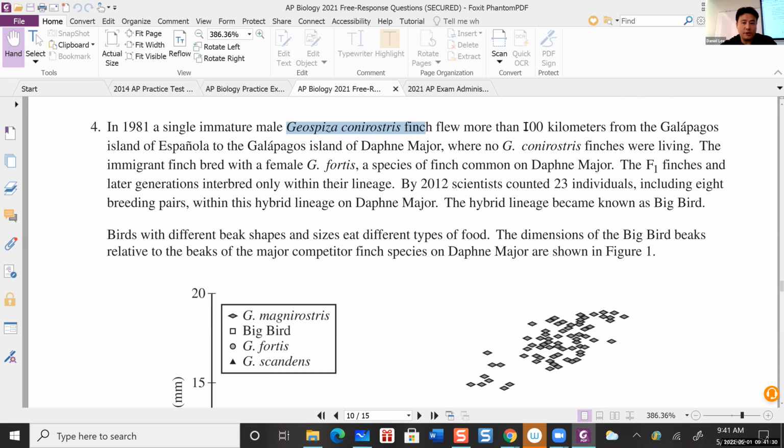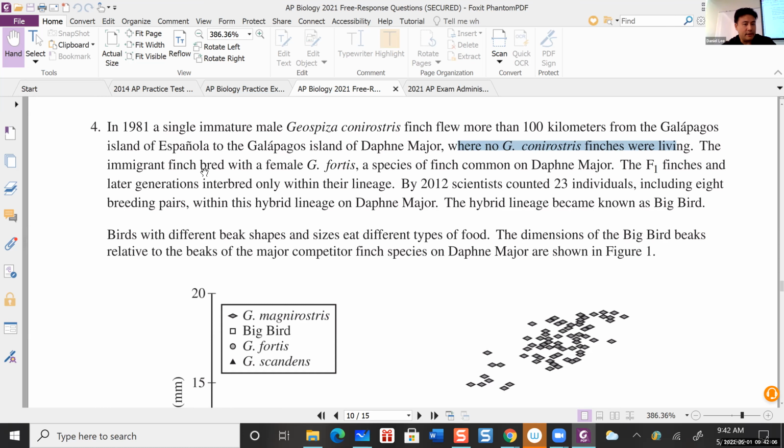Flew more than 100 kilometers from the Galapagos Island of Espanola to the Galapagos Island of Daphne Major. That is confusing. Exactly where is it flying? They're all Galapagos Islands, right? So you fly from Espanola to Daphne Major, okay? So this is an immature male, and there's only one bird that flew over. And we're told about the environment, where no GC finches were living. So there are no GC finches there.